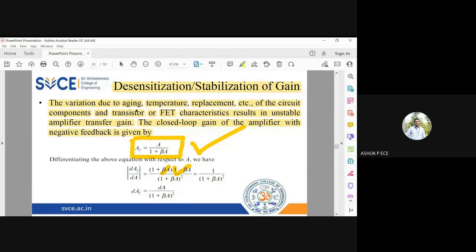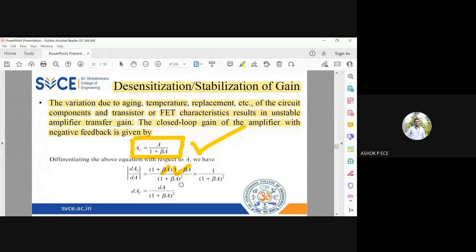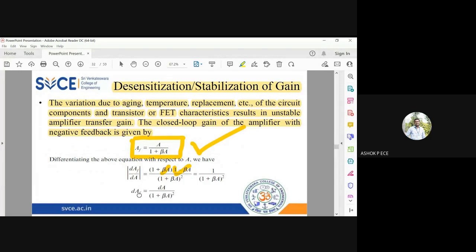We are doing this to prove that there is stabilization of gain. For that, mathematically we are trying to prove how the gain is stabilized when I apply negative feedback. So till this point, I think the differentiation is clear to everybody. After differentiation, I just cross multiply. So dAF equal to dA by (1 plus beta A) the whole square. Now, dividing both sides by AF, here I have dAF by AF, and here this term into 1 by AF. I am dividing both sides.